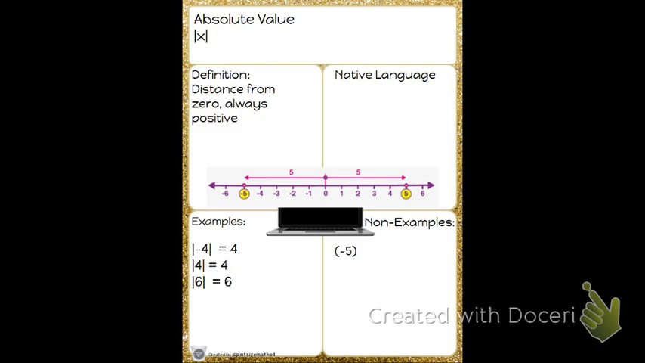Absolute value, this is the distance from 0, and it's always positive. It's just how far away is it. And these two bars on the sides of the number show us that we're talking about the absolute value of the number. So it's just how many spaces from 0 is it. So it's just the number part.